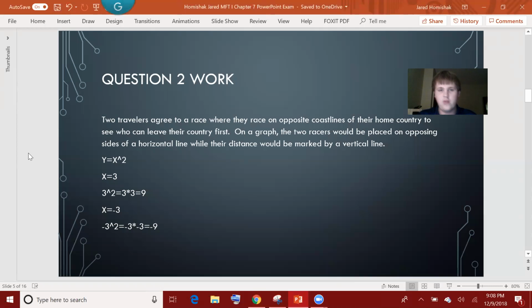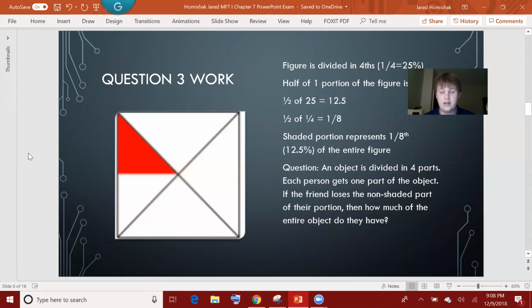Now let's move on to question 3. For this one, I want you guys to look at a shape like this. Divide it up into parts. Realize that these parts represent fractions of the whole figure.